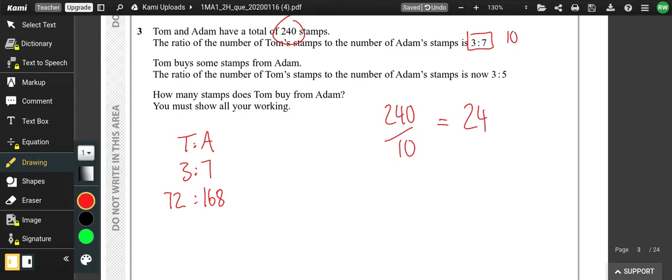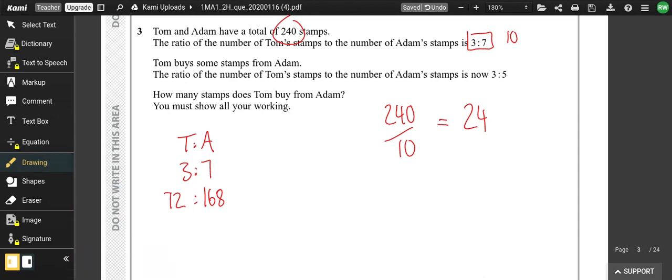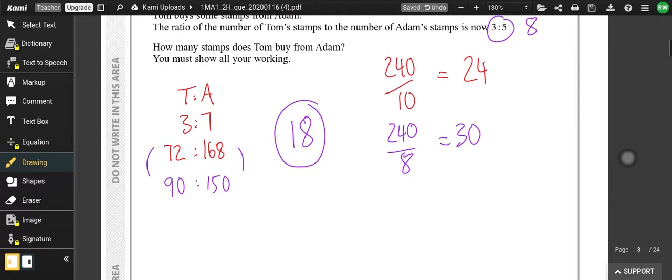And then afterwards they sell some, and Tom buys some stamps from Adam. And now it's in the ratio of 3 to 5. So we'll do the same process again with this one. 240 divided by 8 is 30. So now Tom has 3 lots of that. So he's got 90. And Adam has 5 lots of that, which is 150. So you can see that both of those differ by 18 when you subtract them. So that's the change in the number of stamps.